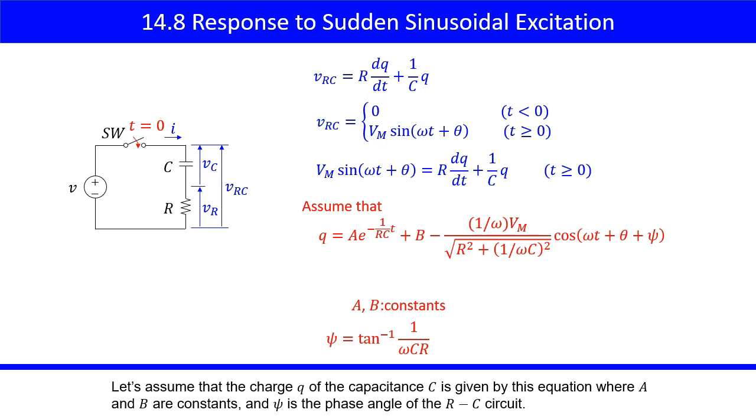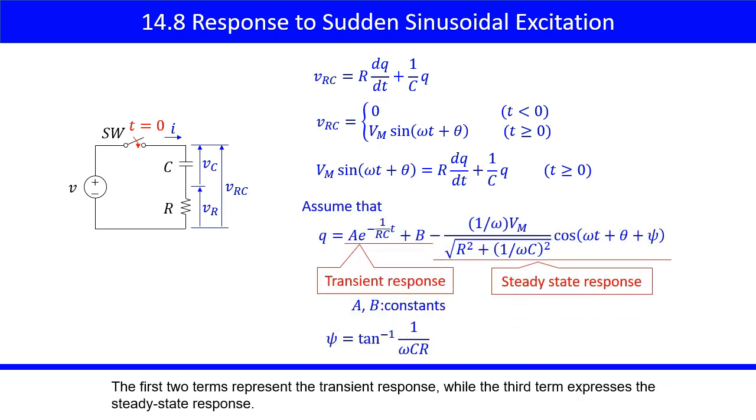Let's assume that the charge Q of the capacitance C is given by this equation, where A and B are constants, and psi is the phase angle of the RC circuit. The first two terms represent the transient response, while the third term expresses the steady-state response.